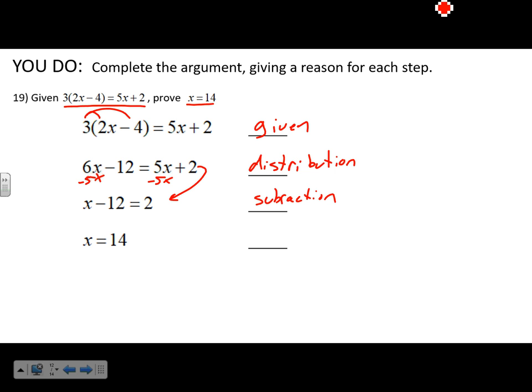So then I have x minus 12 is equal to 2. So how do we go from this step? How do I get this next step? Well, I added 12. So now it is the adding property or addition, depending on how fancy you want to say it. You can also say it with a French accent. It makes you sound way more intelligent. It is addition.